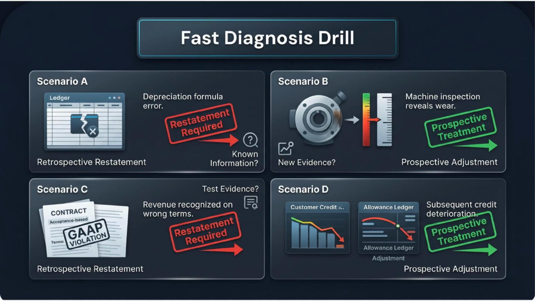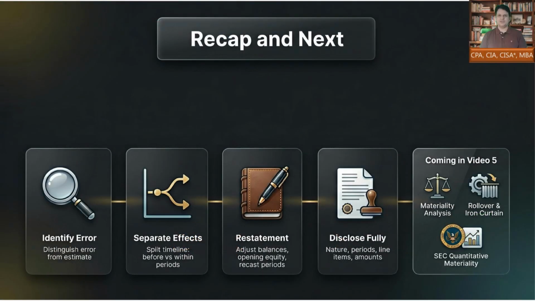Was the relevant information available and expected to be used at the original reporting date? That completes our lesson on error corrections and restatements under ASC 250. Remember the four anchors: errors correct past mistakes, restatement is special, opening equity matters, and disclosure must tell the full story. In the next episode, we move to materiality, uncorrected misstatements, rollover, iron curtain, and SEC style analysis, which help us evaluate whether a misstatement requires correction.